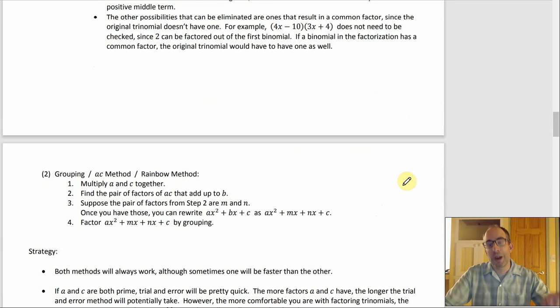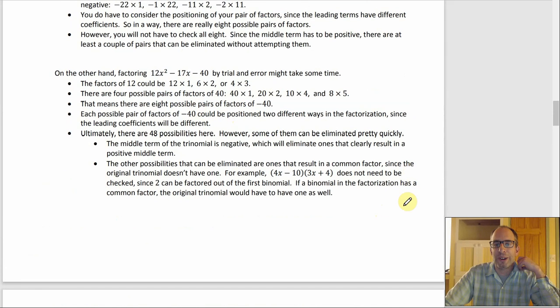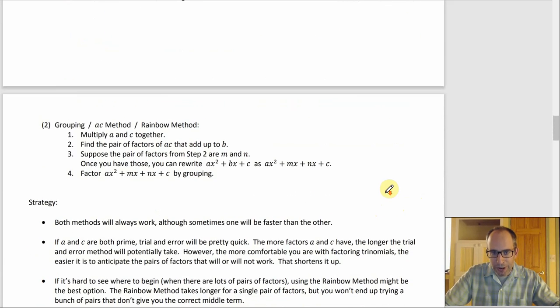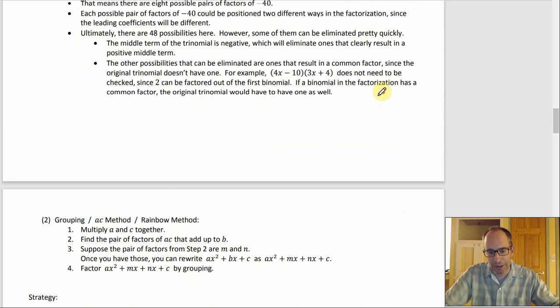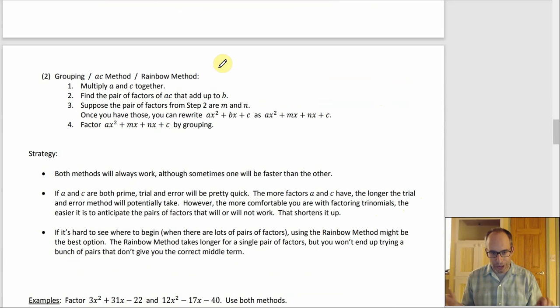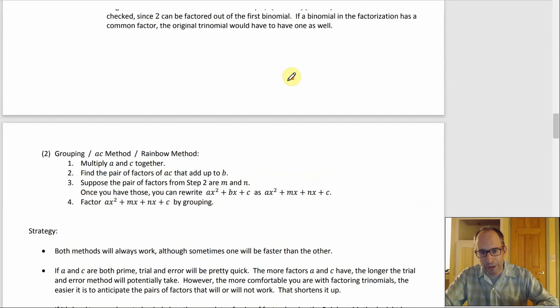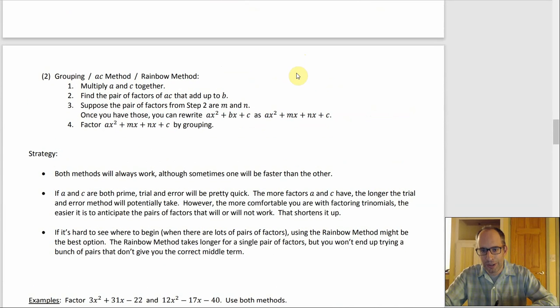All right, so the other method, because this is so long, where if you look at this and you think, I would rather do something a little bit shorter, because what if you have to check like 12 different things? That would take forever. The other way to do it, our book calls it grouping. I've heard people call it the rainbow method, or the AC method. I call it the rainbow method because, with the 12x squared minus 17x minus 40, you make the rainbow like that from the beginning to the end.